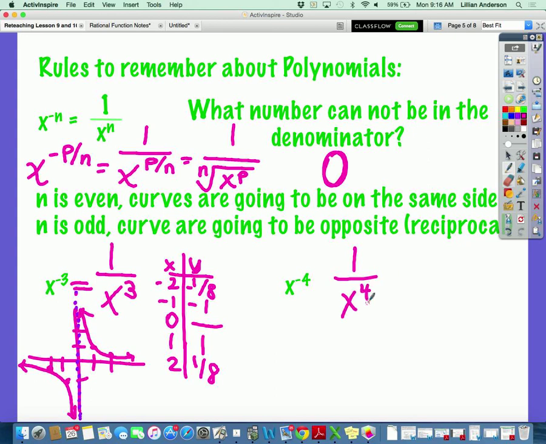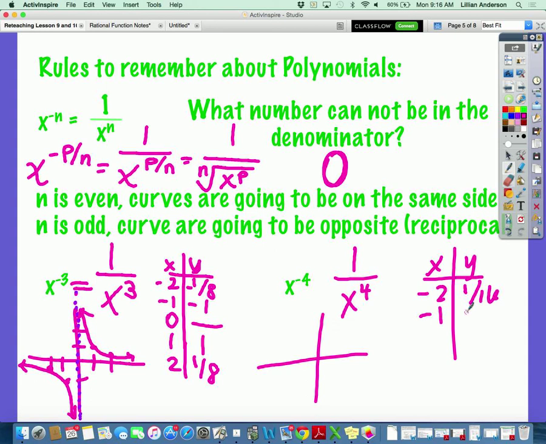Very good. Plug in values. When I plug in negative 2, what's negative 2 to the 4th power, Chelsea? To the 4th power. So it's going to be 1 over 16, a positive number, right? When I plug in negative 1 to the 4th power is what, Brian? 1. So it's going to be 1 over 1, which is just 1. When I plug in 0, what happens? Undefined. Anybody, when I plug in 1? When I plug in 2?